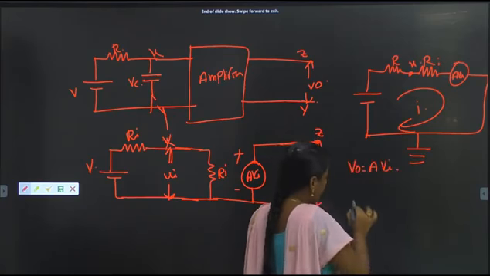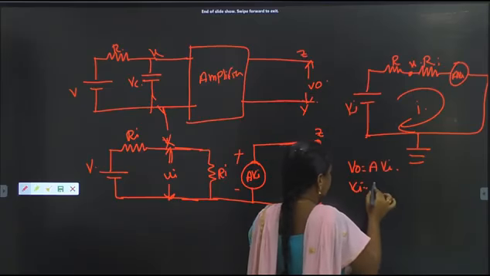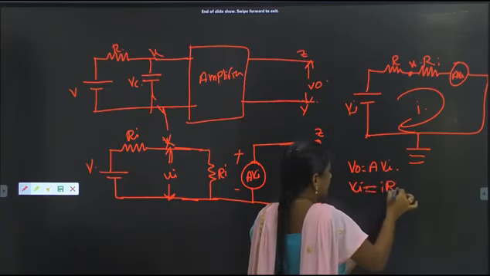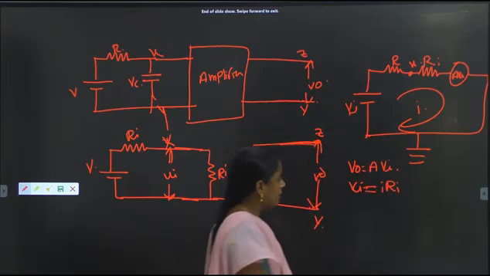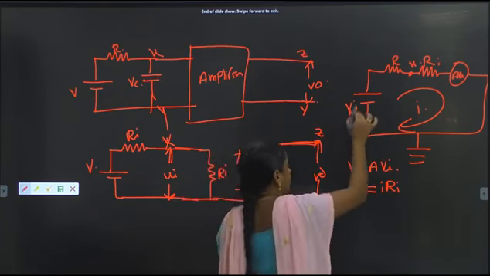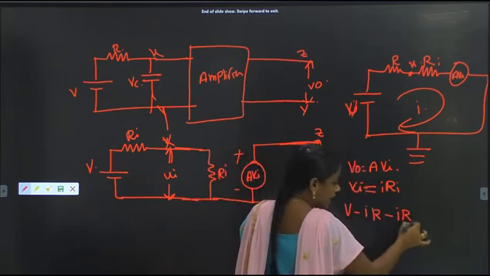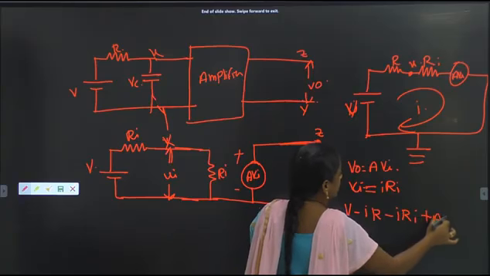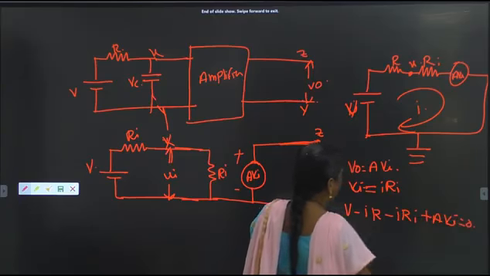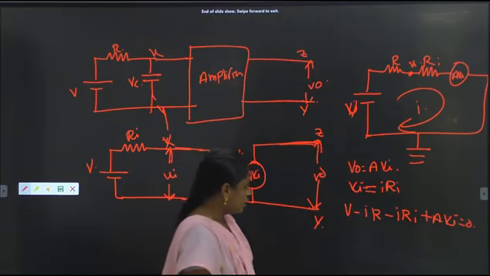And what is that? Vi is equal to I into Ri. And from that, by applying KVL to this circuit, what is the output here? That is V minus I into R minus I into Ri plus AVi, which is equal to 0. And from that we have to find the current, so just check the condition.